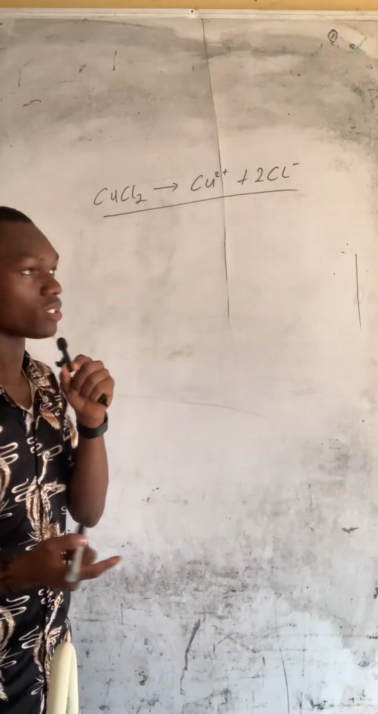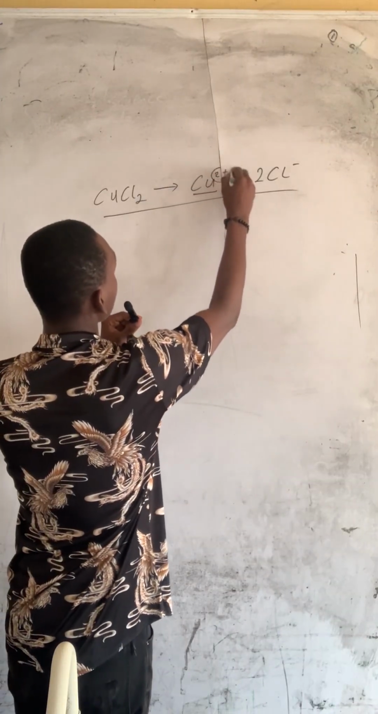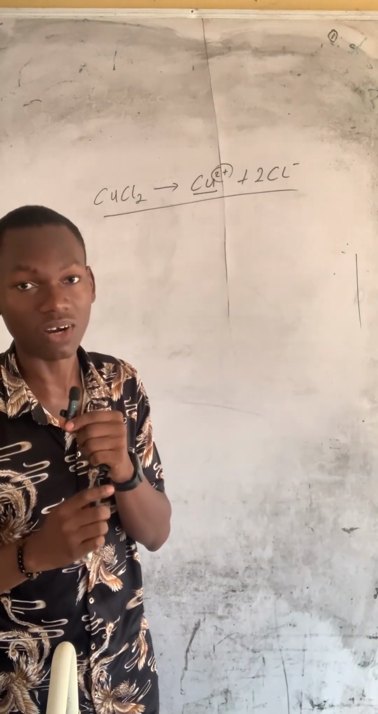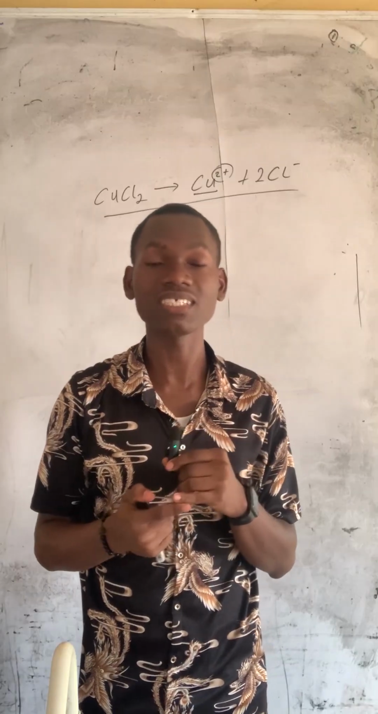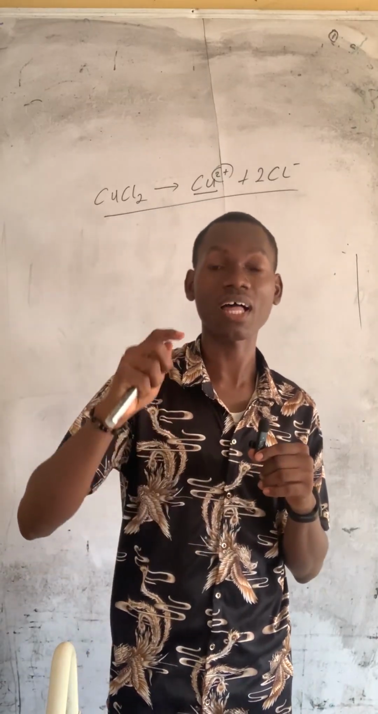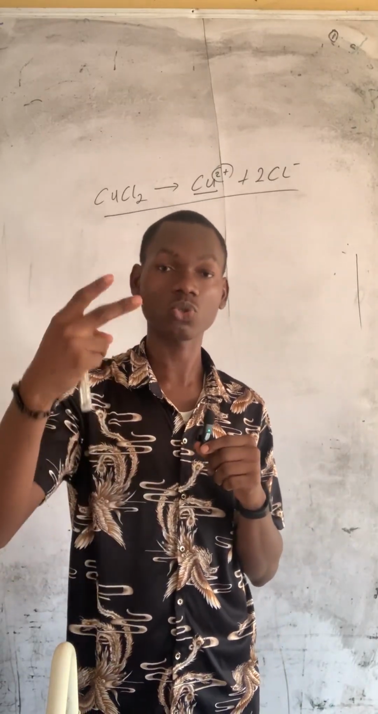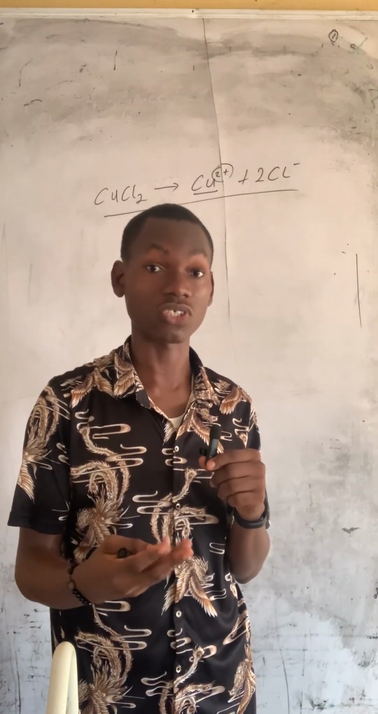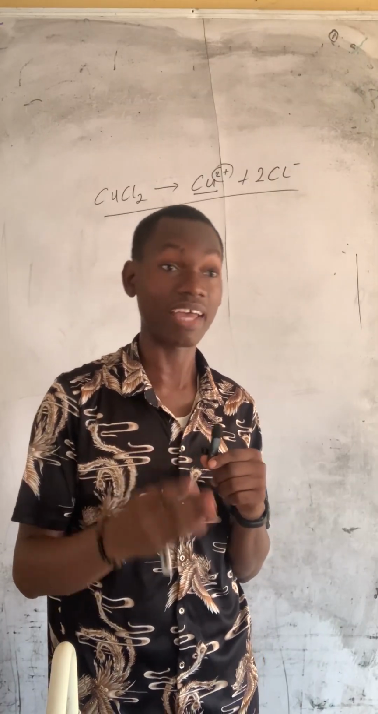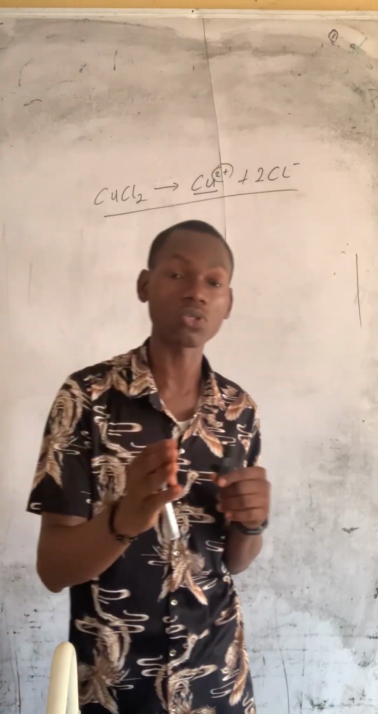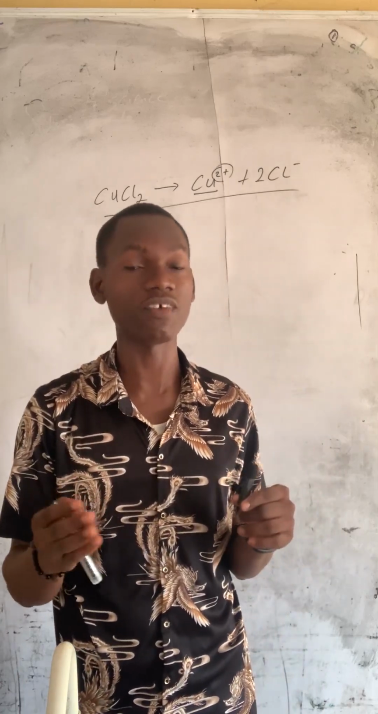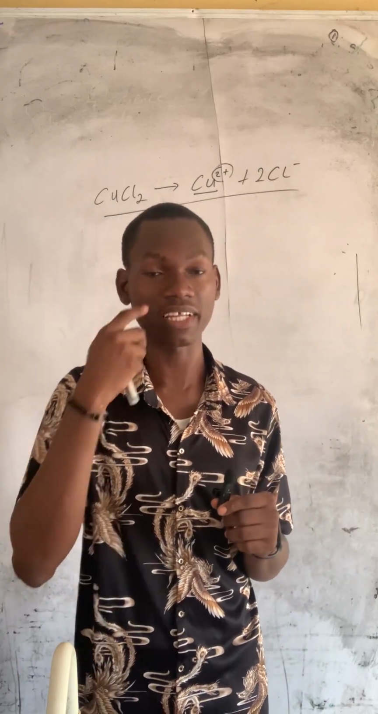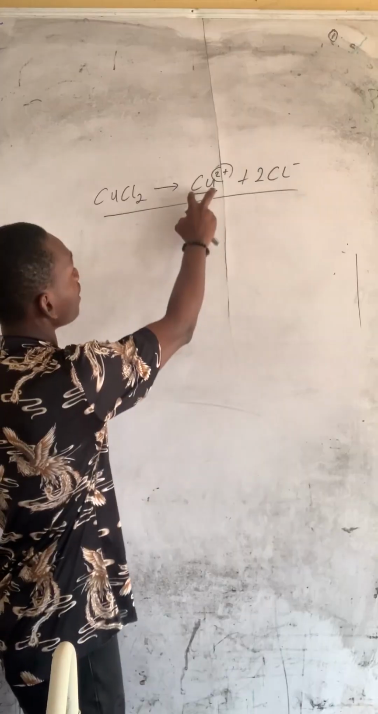This simply tells us that copper is a divalent metal, right? Divalent simply means when a particular metal has two oxidation numbers, it is called a divalent metal. But if you have just one oxidation number, it's called a monovalent metal. Three, it is called a trivalent metal, right? So copper here is a divalent metal.